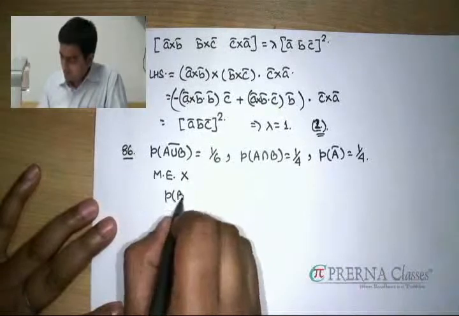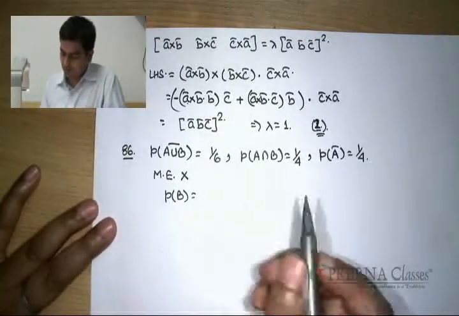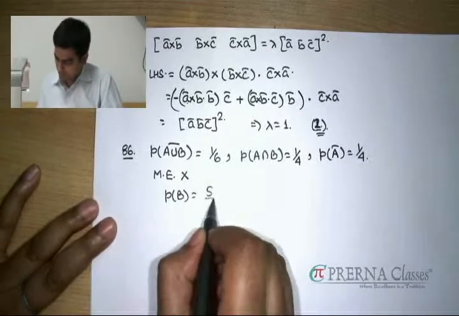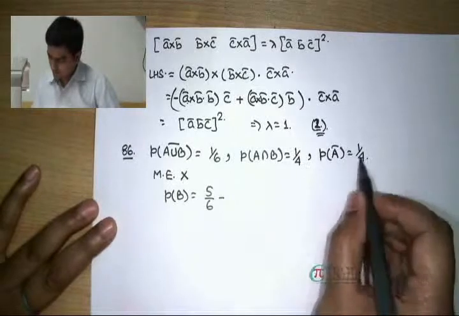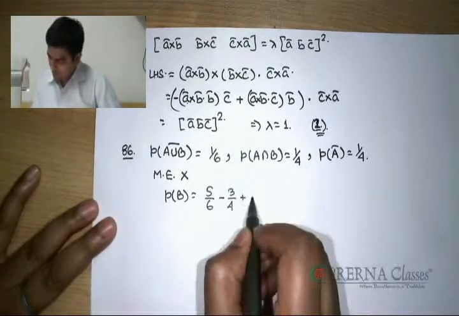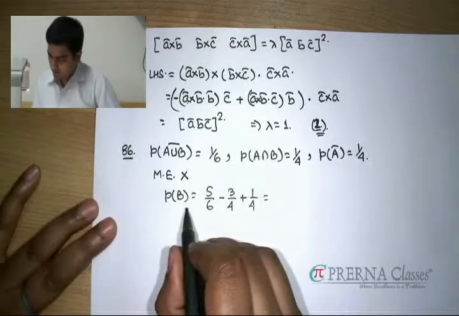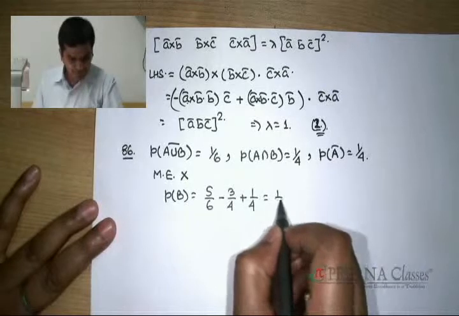The way these values are given, you can easily manage the value of probability of B, which is going to be equal to the complementary of this, 5 by 6, minus the complementary of this, that is 3/4, and you need to add 1/4 to that, which then simplifies to 1/3.